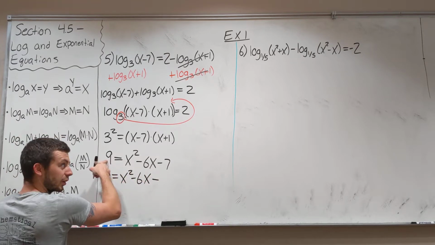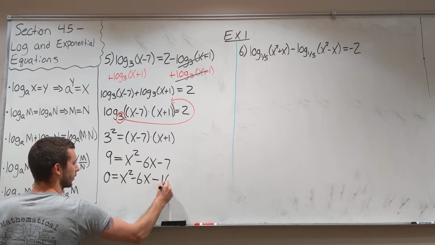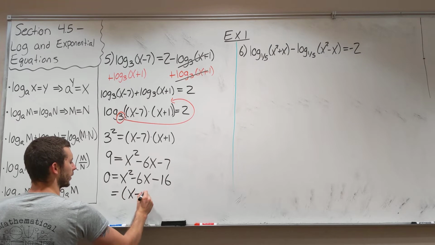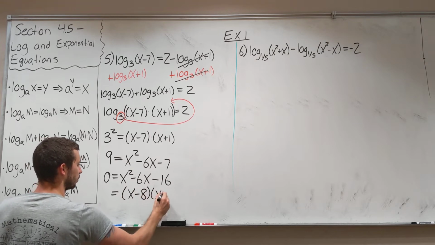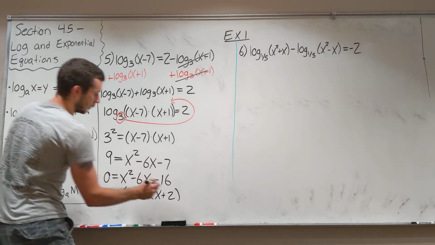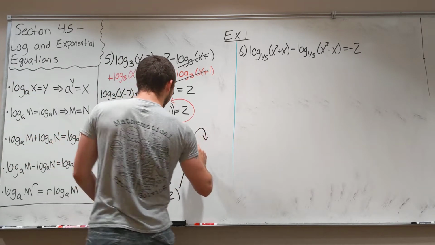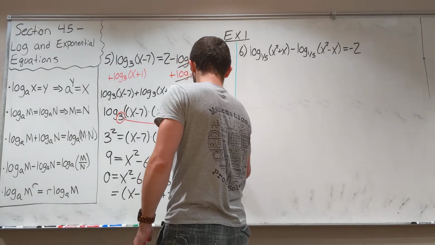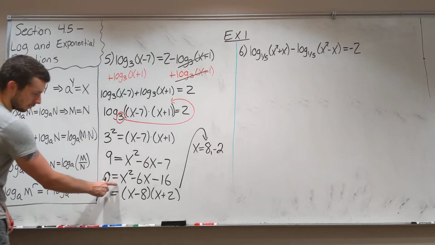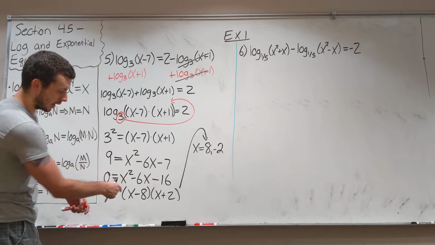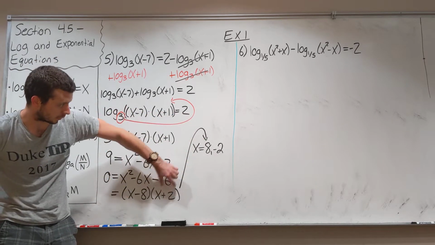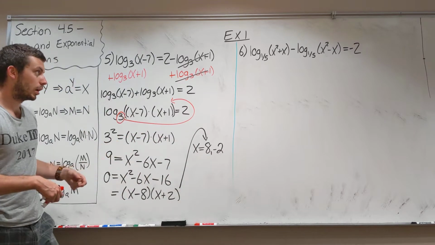So we're subtracting 9 on both sides. That gives us negative 16, which now we get x minus 8 and x plus 2. We can go ahead and put those answers here. So we factored it as such, and remember, each factor gives us a different solution. This one gives us positive 8, this one gives us negative 2.